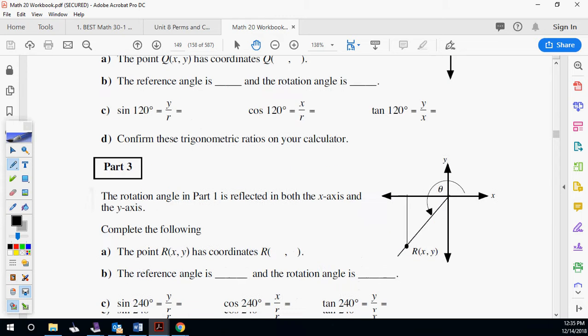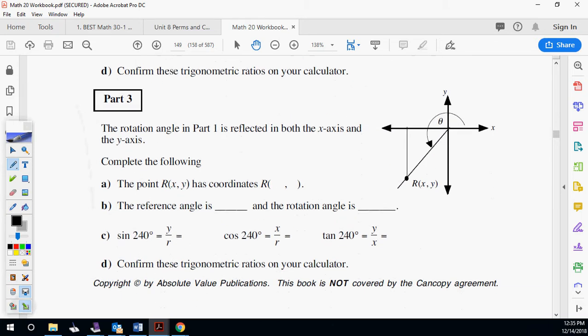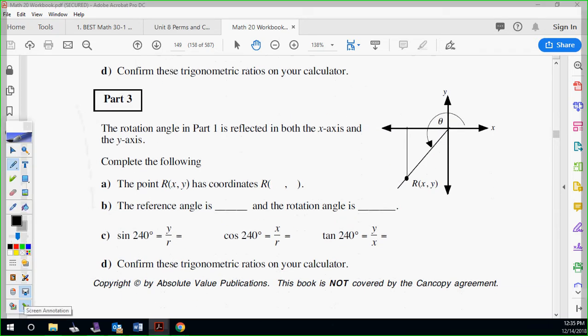So now we're looking at part 3. We're in quadrant 3. Reflected it again. So we're going to have the exact same reference angle, right? It's still going to be 60. The point now is going to be, they're both negative down here, right? Negative, negative, left and down. So x and y are both negative. What is the rotation angle here? 240. 180 plus the 60, so 240.